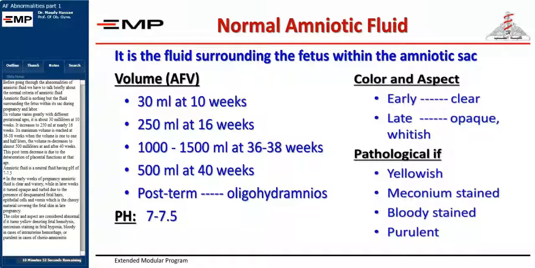In the early weeks of pregnancy, amniotic fluid is clear and watery, while in later weeks it turns opaque and turbid due to the presence of desquamated fetal hairs, epithelial cells, and vernix, which is the cheesy material covering the fetal skin in late pregnancy. The color and aspect are considered abnormal if it turns yellow, denoting fetal hemolysis, meconium-stained in fetal hypoxia, bloody in cases of intrauterine hemorrhage, or purulent in cases of chorioamnionitis.